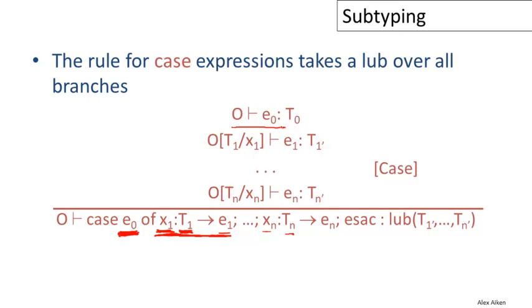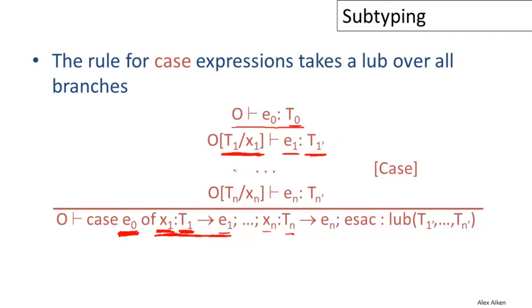So first we type check E0 and we get some type T0. And now what's going to happen? Well, if we select the first branch, then we're going to take the environment and extend it with the new variable x1, which is going to have type T1. And remember, we only take this branch if the runtime type of E0 matches T1 most closely among all the branches. But if we do take it, then we're going to execute E1 in this environment, and we'll get back something of some type T1 prime.